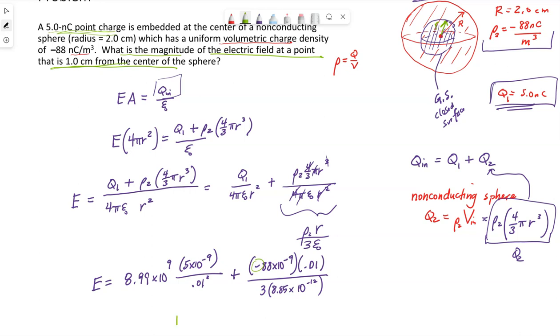So plugging this all in, the electric field strength at 1 centimeter from the center. I'm writing it in scientific notation because we don't want to have to count decimal places. So with 2 sig figs, if I've plugged it in correctly, I hope I have, is 4.5 times 10 to the 5th newtons per coulomb.